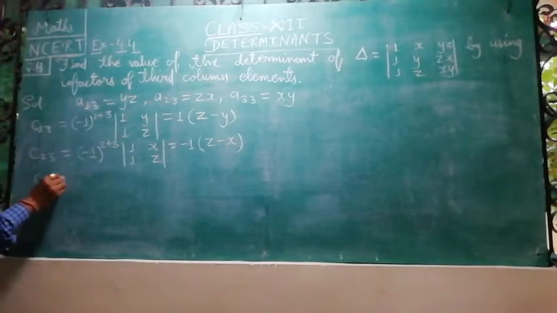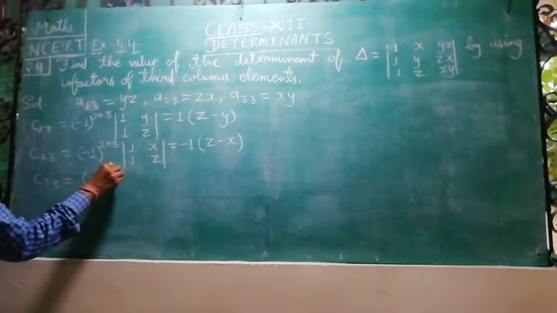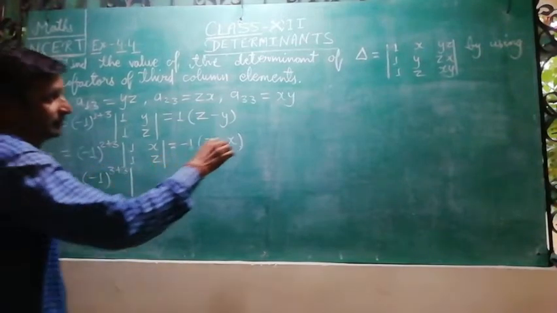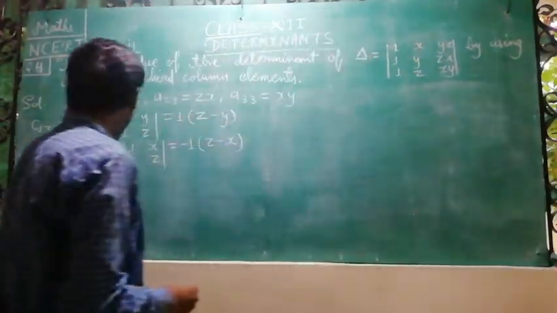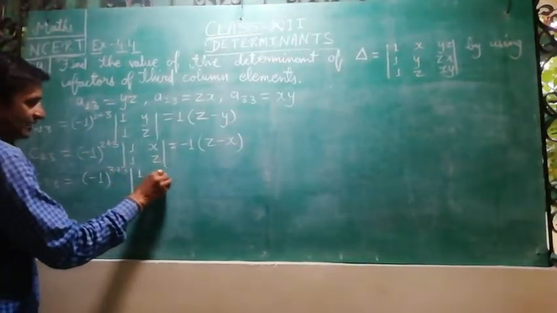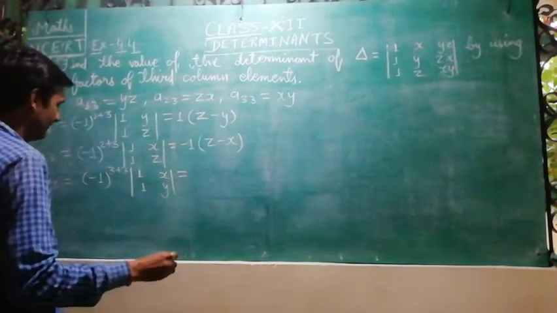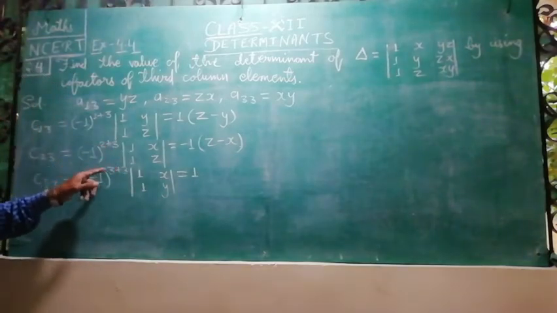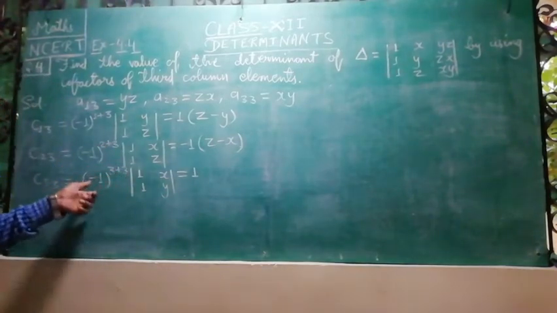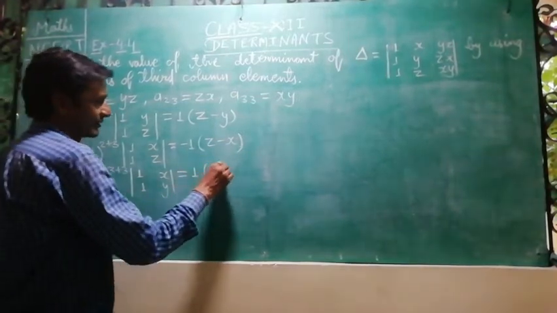Now C33 will be minus 1 raised to the power 3 plus 3, third row third column, which is 1x, 1y. Now it will become positive 1, because minus 1 raised to the power of an even number; 3 plus 3 is 6, which is even. Now it is 1 into y minus 1 into x. So y minus x.